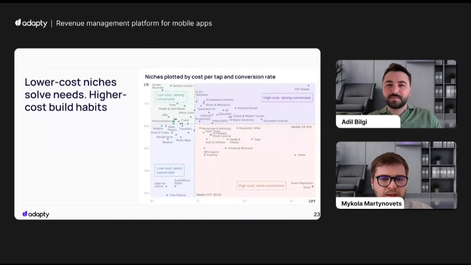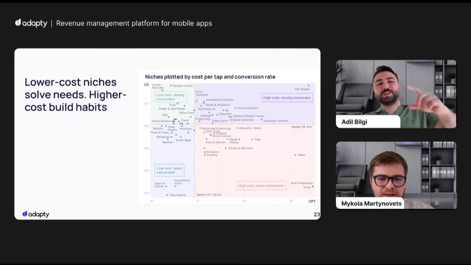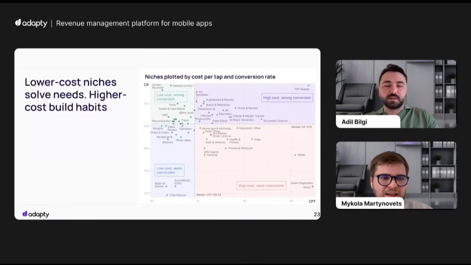Possible. I do not see the next slide. Maybe it's because of my internet. Yeah, I already had the lower cost niches solve needs slide. Please feel free to chime in when your internet connection is back. Now I got it. Yeah, everything is great.